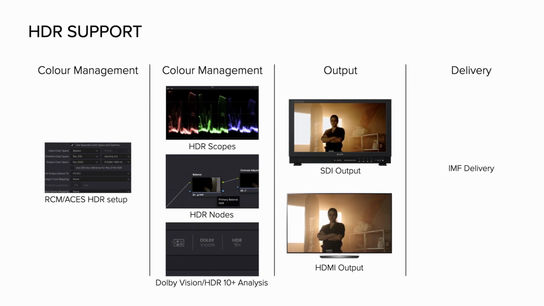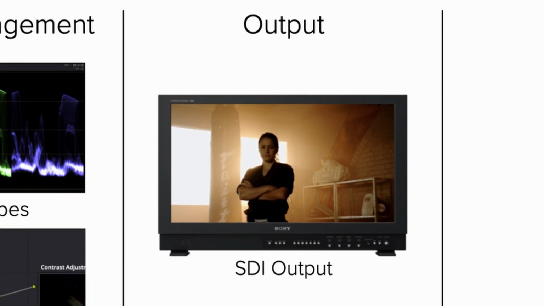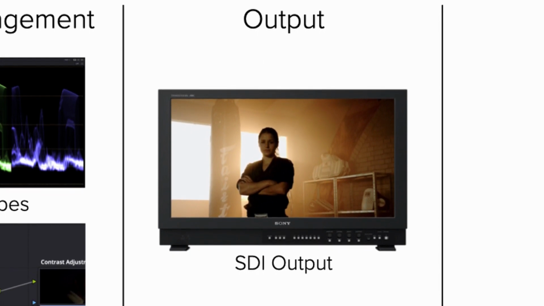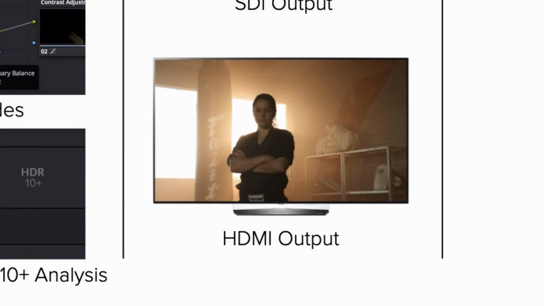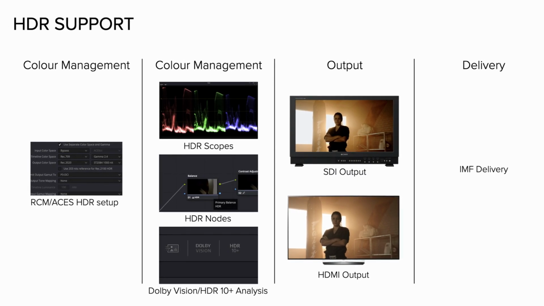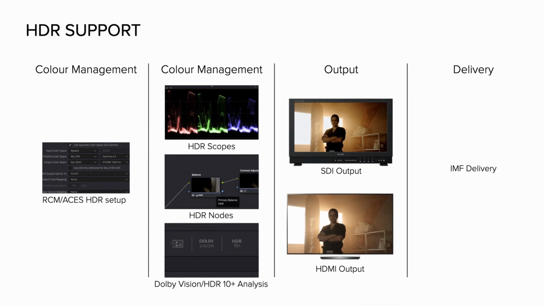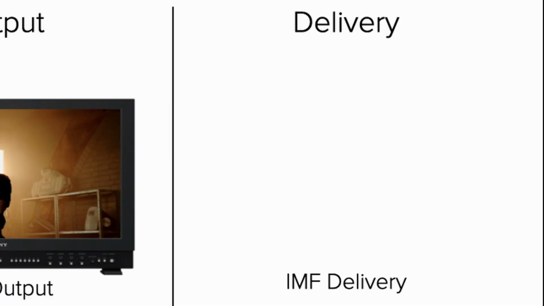Users of the free version can output via SDI. However, if they are using an HDR TV, it would need to be triggered into HDR via HDMI 2.0. This sends the metadata over the cable. This is a Studio feature only. Users can deliver an HDR file in any format. However, Studio users are the only ones who have access to the IMF HDR delivery formats required by Netflix and, in Resolve 16, 20th Century Fox.